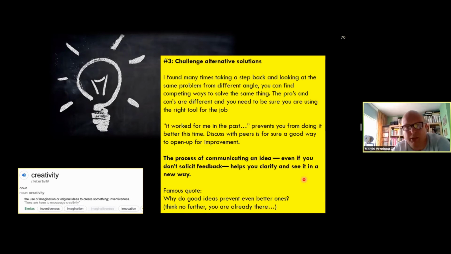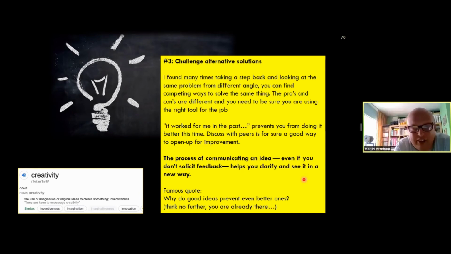Sometimes you have a solution and you say, well, it's giving me okay-ish results, but there might be a better solution for that. It worked for me in the past. That prevents you from doing it better this time, because if you made it okay-ish in the past, you're happy carrying on with that okay-ish in the future. So discussing with your peers is for sure a good way to open up for improvement.